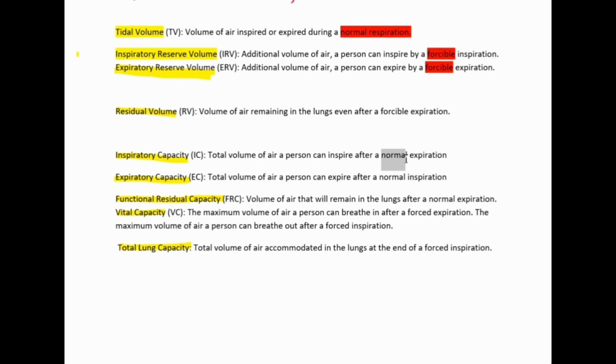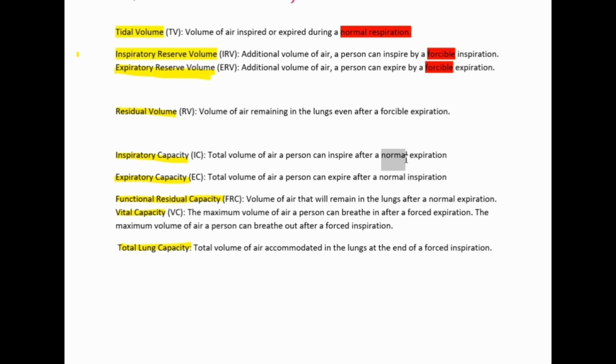Why should there be a volume of air that remains in the lungs even after a forceful expiration? Otherwise the lungs will collapse, isn't it? So this residual volume is absolutely important. It maintains the integrity of the structure of the lungs, right? As the mnemonic goes, LITER: IRV is 3000 ml, T is 500 ml, E is 1100 ml, R is 1200 ml. So residual volume, RV, is 1200 ml.